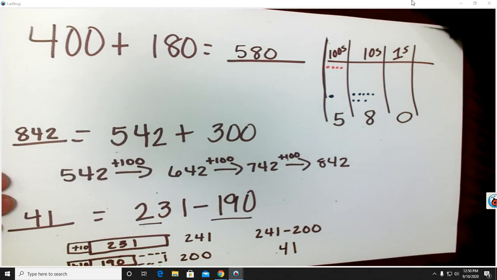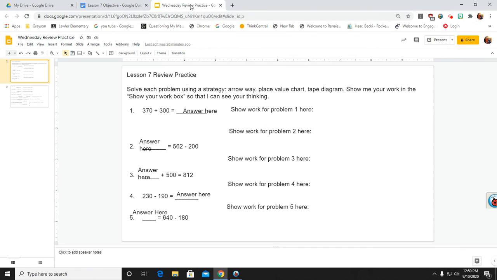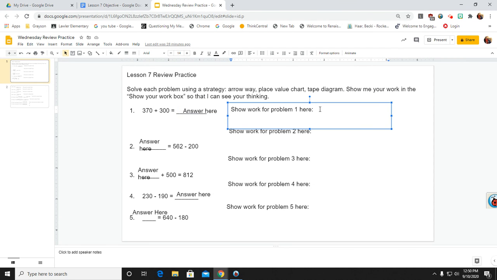So let me bring up your exit ticket for this week, or for today, I mean, and show you what it's going to look like. So here's your exit ticket. And if you notice, I put solve each problem using a strategy, arrow way, place value chart, tape diagram. I need you to show me your work. So here's where you're going to type in your answer. I've got a text box around it, and here's where you're going to show your work. If you decide to use the arrow way, you can just show me how you're adding your hundreds. So you use plus 100 plus 10.